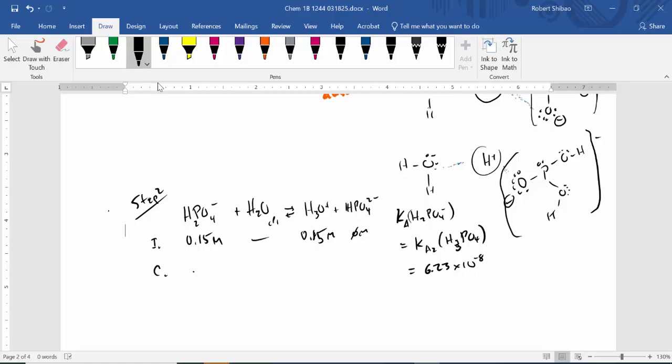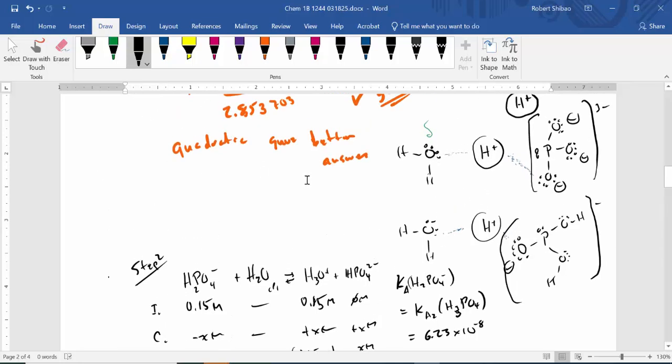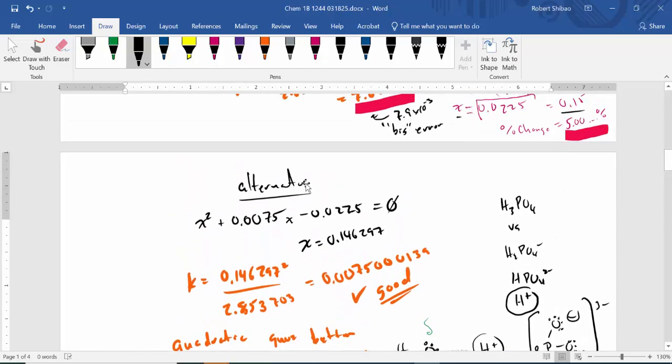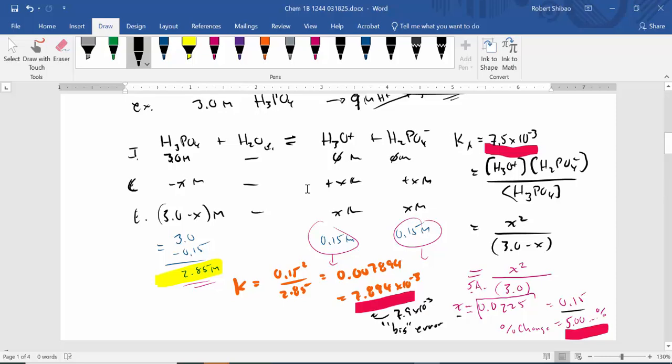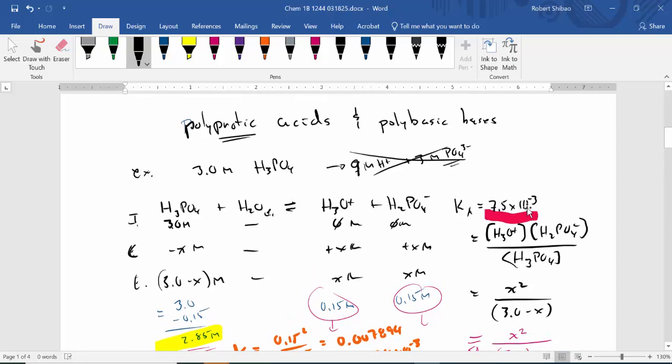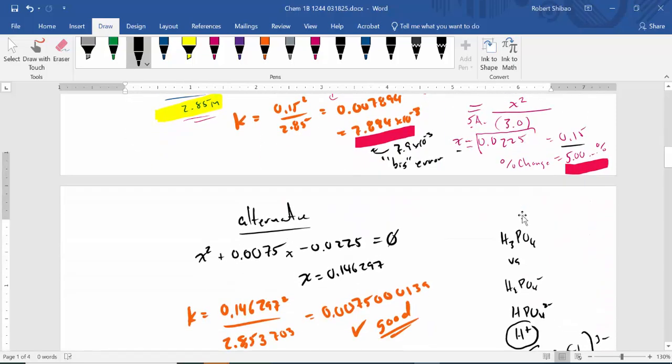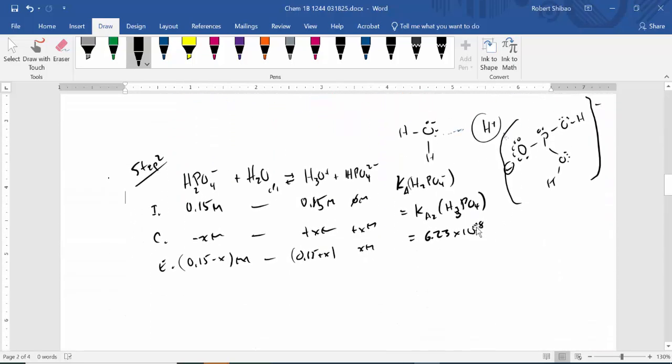Now, the change is going to be minus X molar, plus X molar, plus X molar. So at equilibrium, I'm going to have 0.15 minus X molar, 0.15 plus X molar, and X molar here. This K, I can already tell that this stepwise is going to work. The reason I can tell that this stepwise is going to work is I compare K for step 1, 10 to the minus 3, versus K for step 2, 10 to the minus 8.